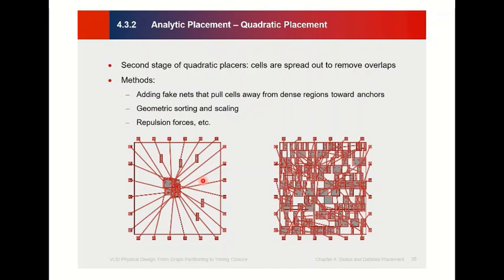So the algorithm needs other mechanism to make sure no overlap is allowed. So there is a built-in algorithm so that the cells are spread out. There are several techniques: repulsion forces, geometric sorting, and scaling. There are several techniques which we are not going to go through in detail for all of them.